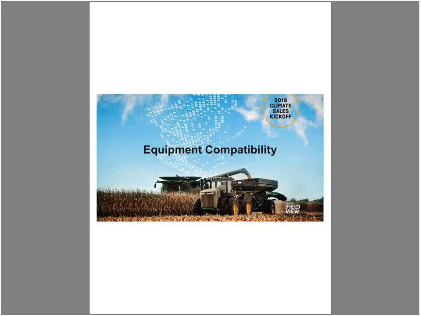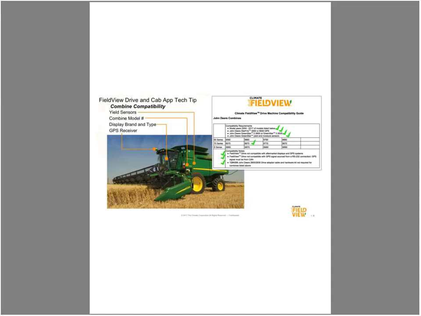And first, let's start with the equipment compatibility. So if you're going to harvest this year, depending on what combine model, make, different things you have available on the farm, are you going to be able to use Climate FieldView Drive with that piece of equipment? And it really comes down to four things. It comes down to the yield sensors that exist on that machine, the combine model number, the display, brand, and type that you have in the cab, and the GPS receiver that's on the combine.